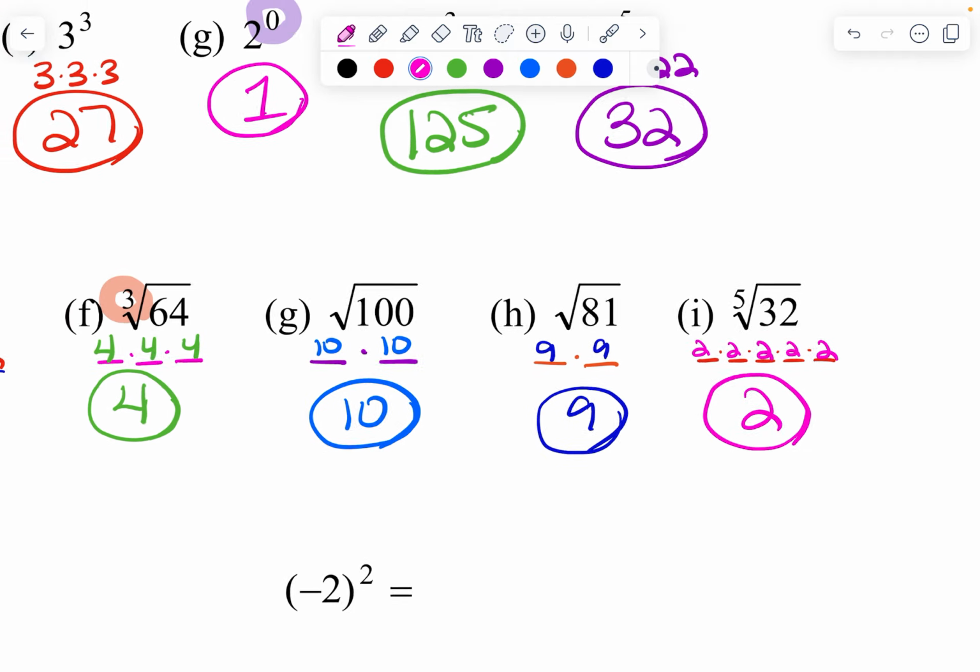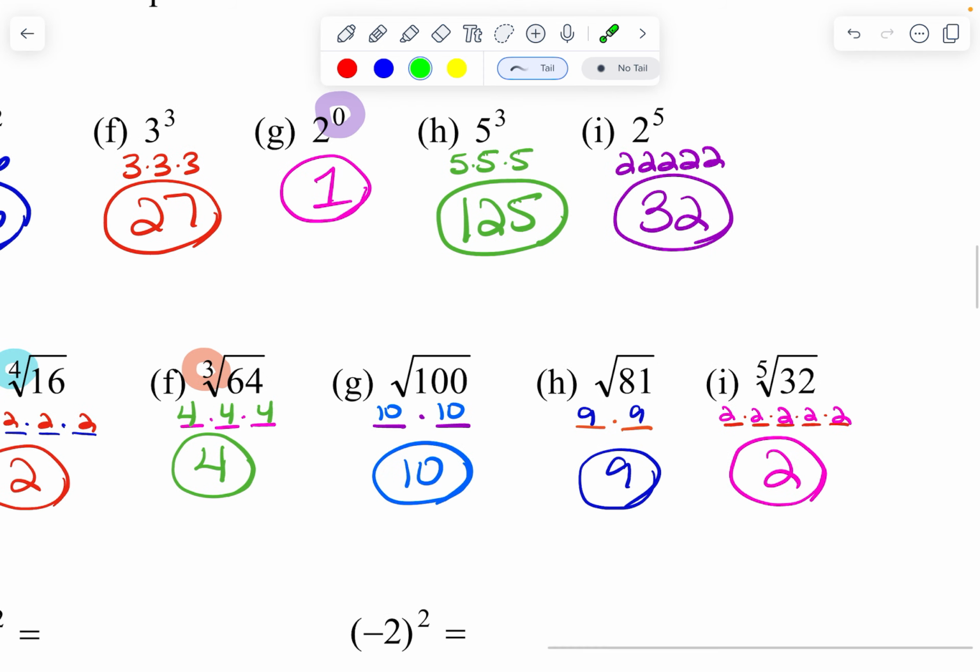You may notice the very last 2 answers here, right? Part E and part I are in fact related. So 2 to the 5th power made our lovely 32. So when I'm looking for the 5th root of 32, that gets me back to that base of 2.